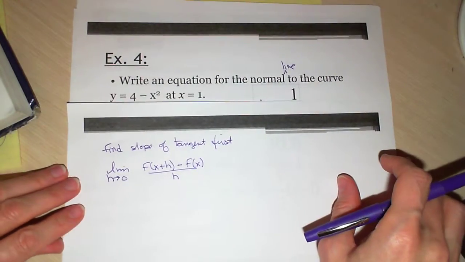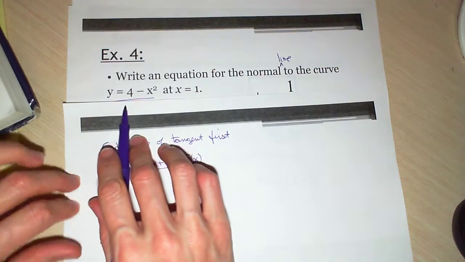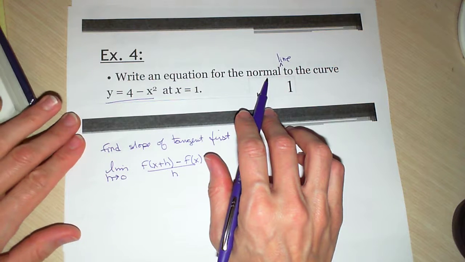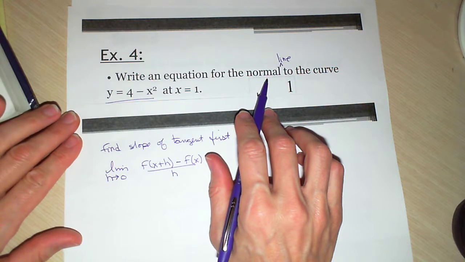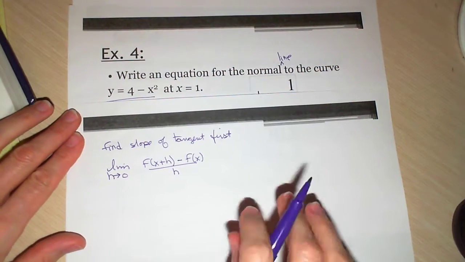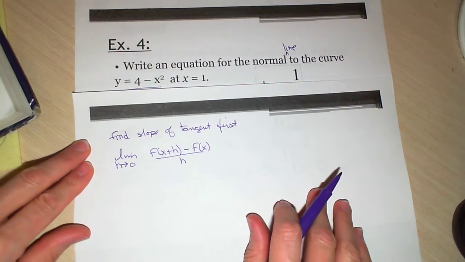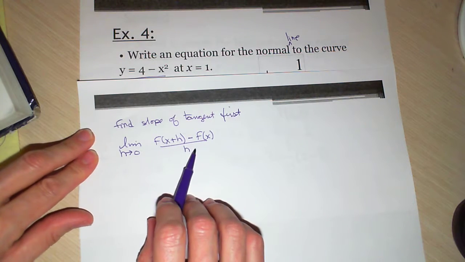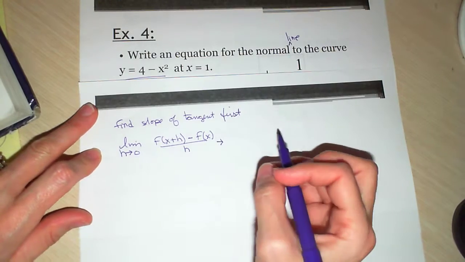The example says write an equation for the normal line to the curve, and this is our curve. Before we can write an equation for the normal line, we need to find the slope of the tangent line, then take the opposite reciprocal and write the equation for the normal line. To find the slope of the tangent line, we're using our regular formula that we've used already. And for our problem, our x is equal to 1.